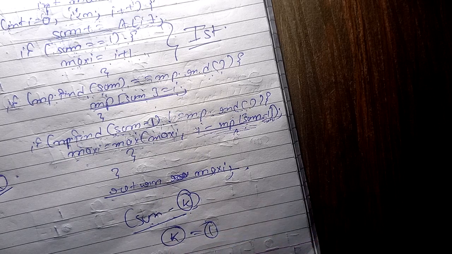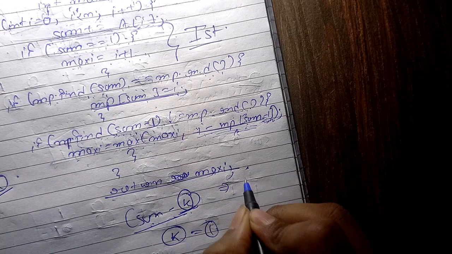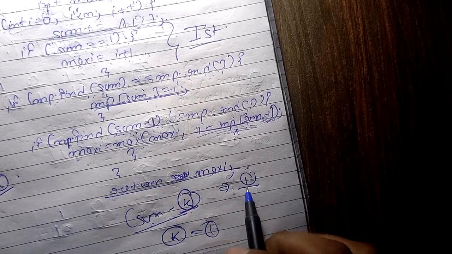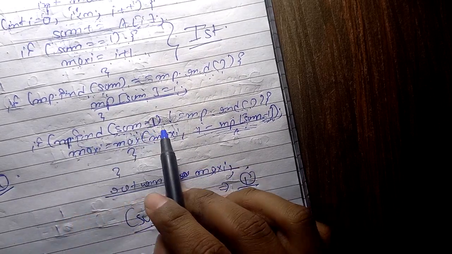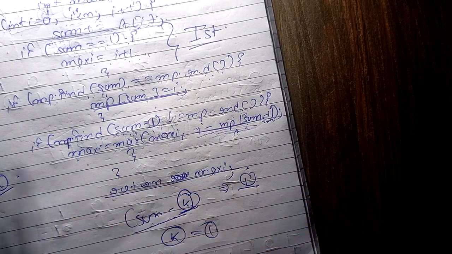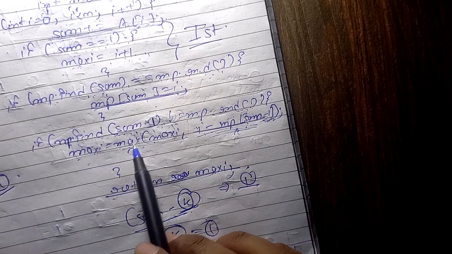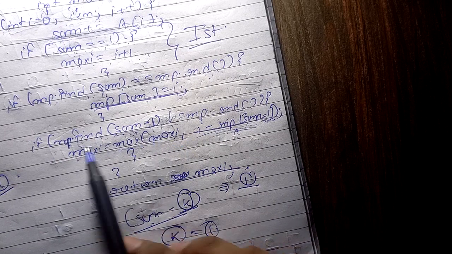See, during the dry run, I was checking this condition, sum minus k, and here we need to find the subarray which has a sum equal to 1. So k is what? 1. So mp.find(sum - 1) is not equal to mp.end(). What does this mean? That the sum already exists in the map. So what will I do? If you remember the dry run, if the sum already exists in the map, what does this mean? It means that there is some subarray which has a sum equal to 1. And yes, there is some subarray.